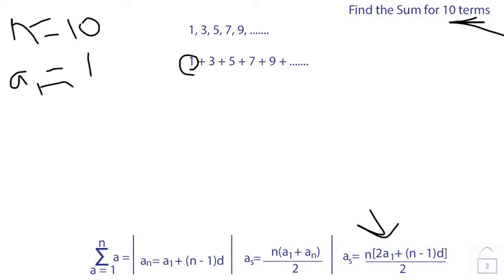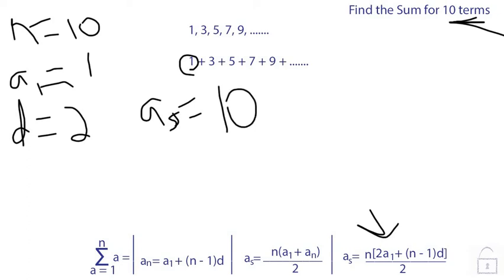Alright, so now we need the common difference. And that's equal to, well, how do we get from 1 to 3, then 3 to 5, then 5 to 7, then 7 to 9? Well, we know we have to add 2. So the common difference is 2. Alright, so now we can start plugging. So the sum of this series is equal to n, so 10, times 2, times a1, which is 1, so we don't have to write that, and then plus n minus 1, the quantity, so 10 minus 1 is equal to 9. Put that right there, times d, common difference, which is 2.